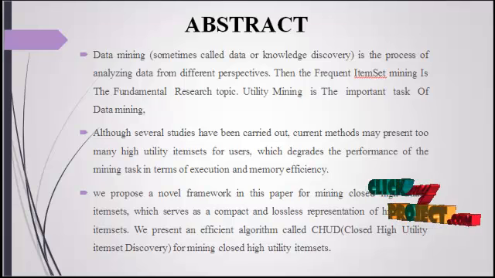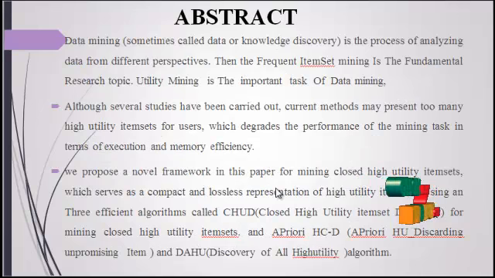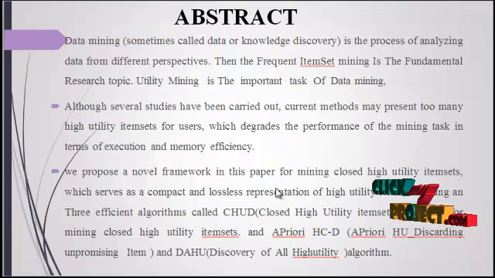The main process of this paper is to find the high utility item set from a number of transactions using utility mining. Utility mining is one of the tasks of data mining. We propose a novel framework of 3 efficient algorithms for mining closed high utility item sets. These algorithms are called closed high utility item set discovery, a priori high utility discarding unpromising item and discovery of all high utility algorithms.